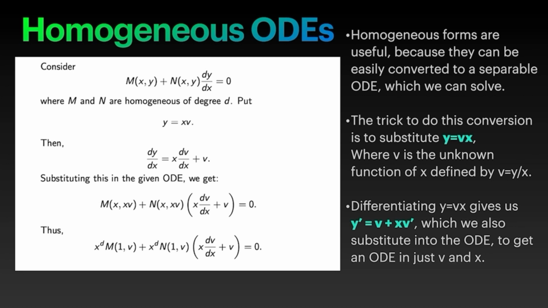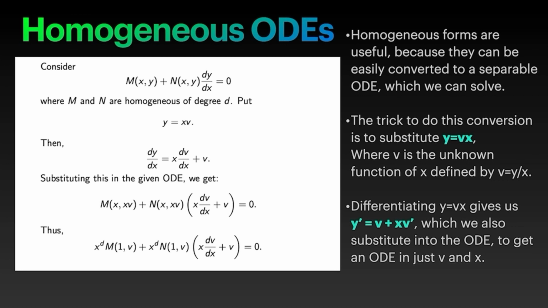Just like we did with f of tx comma ty equaling t power d into f of x comma y, this is the same thing. Similarly, we can write n of x comma xv as x power d into n of 1 comma v, and the d is the same both for m and n by definition of a homogeneous differential equation. If they have different orders, then it is not a homogeneous form.